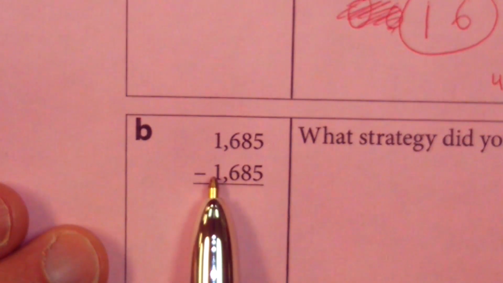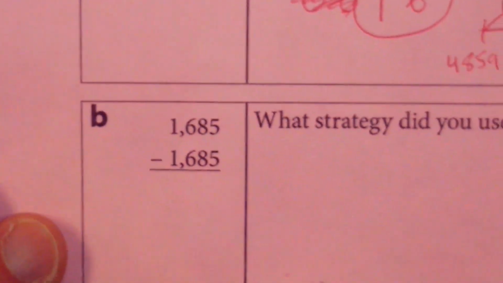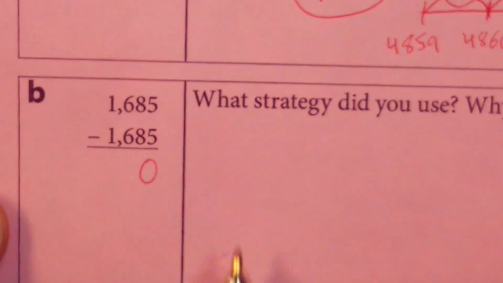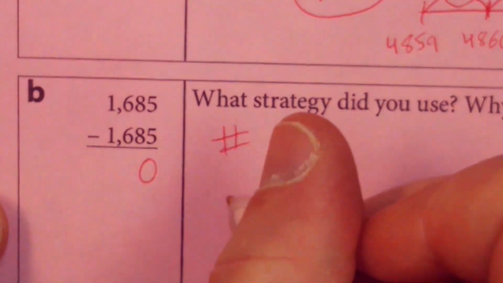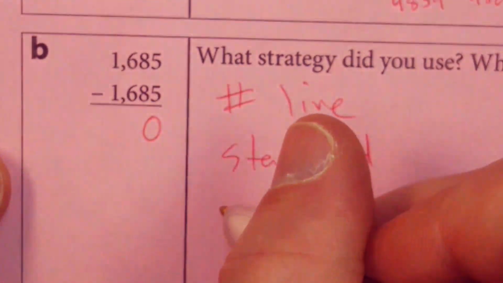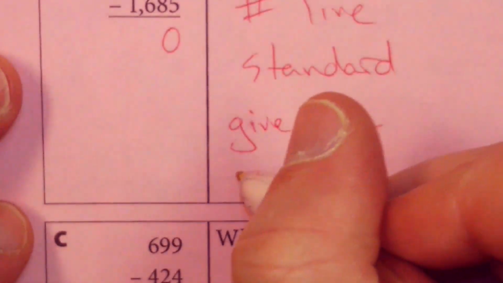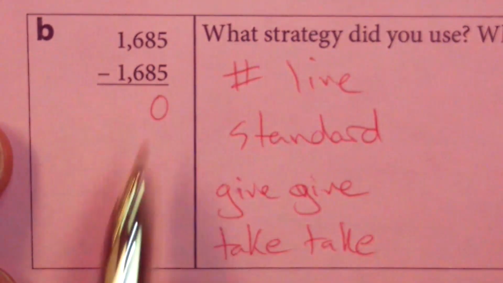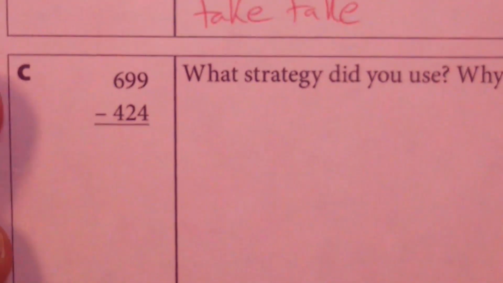1,685 minus 1,685. I bet you know what that answer is just in your head, but you have to say what strategy you're going to use. Okay, if the answer is 0, how did you get there? Did you use a number line? Did you use the standard algorithm? Did you use give? Did you use take? And why did you do it? Even if you did this in your head, you used a strategy. Which one did you use? And why? I'm going to let you write that down on your own.